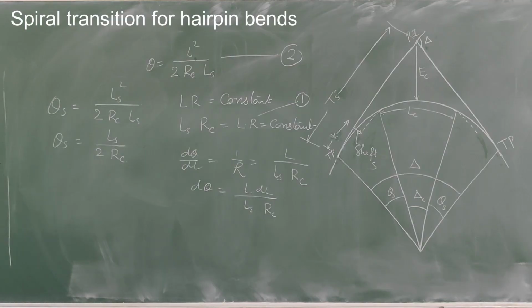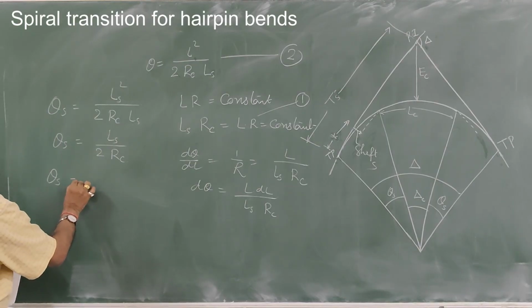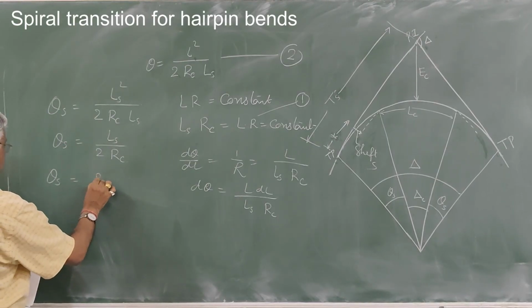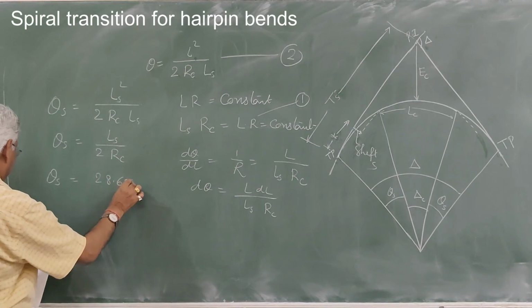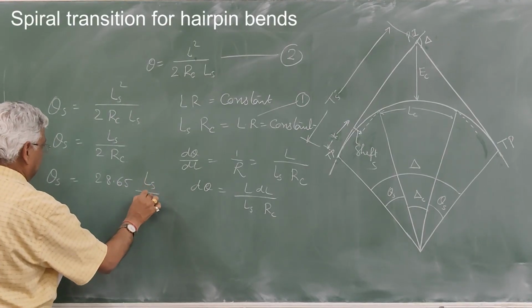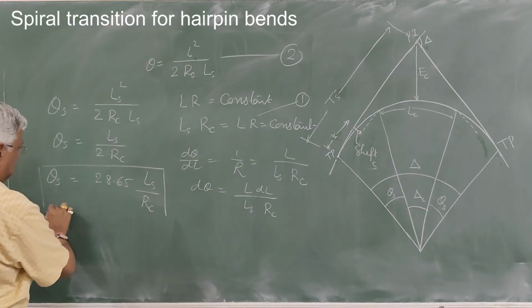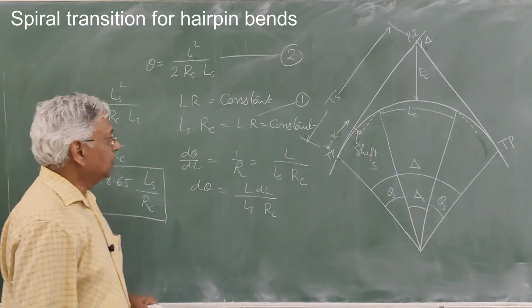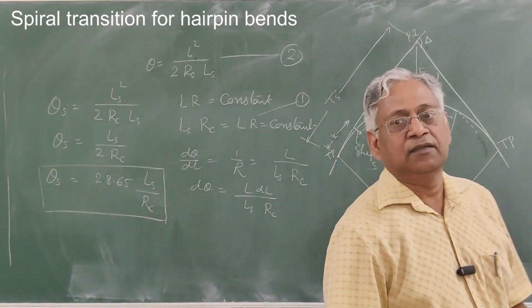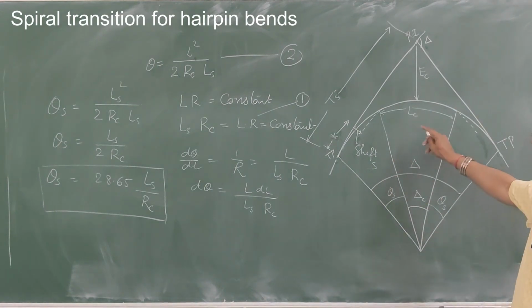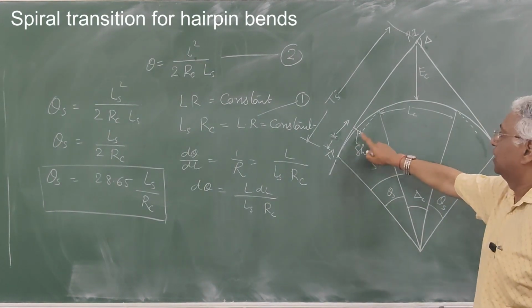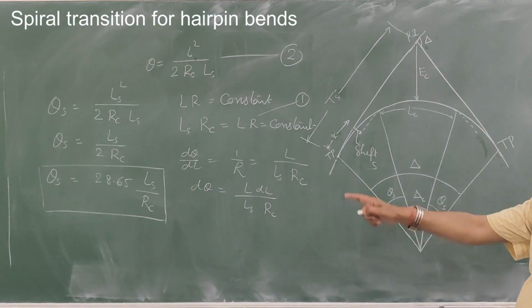This is when you take theta in radians. When you take theta in degrees, then it is 28.65 into Ls upon Rc. That is the total deflection angle of a transition. It depends upon the radius of the circular curve and the length of transition. You can call this equation number 3.